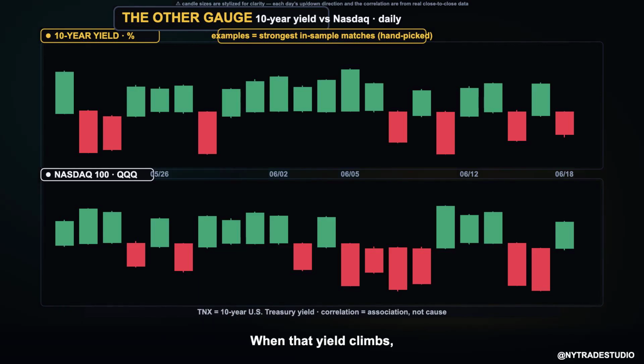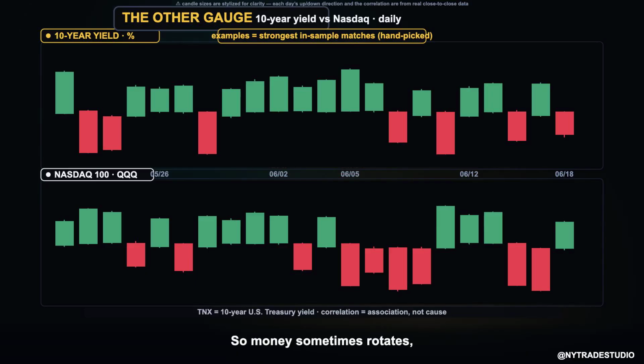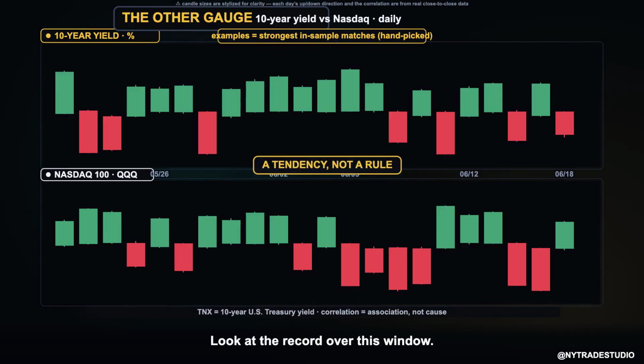When that yield climbs, a relatively safe bond starts paying more, and at the margin, that can make an expensive growth stock a little less attractive. So money sometimes rotates, and the priciest names often feel it first. Again, a tendency, not a rule.